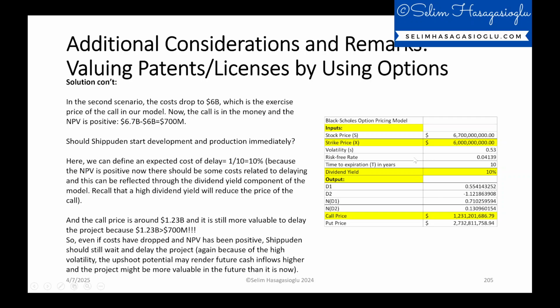So based on these input values, the call price is around $1.23 billion, and it is still more valuable to delay the project because this value, 1.23 billion, is greater than $700 million. So even if costs have dropped to $6 billion and net present value has been positive, Shippuden should still wait and delay the project. Again, because of the high volatility at 53%, the upside potential may render future cash inflows higher, way higher than this $6.7 billion initially. And the project might be more valuable in the future than it is now.